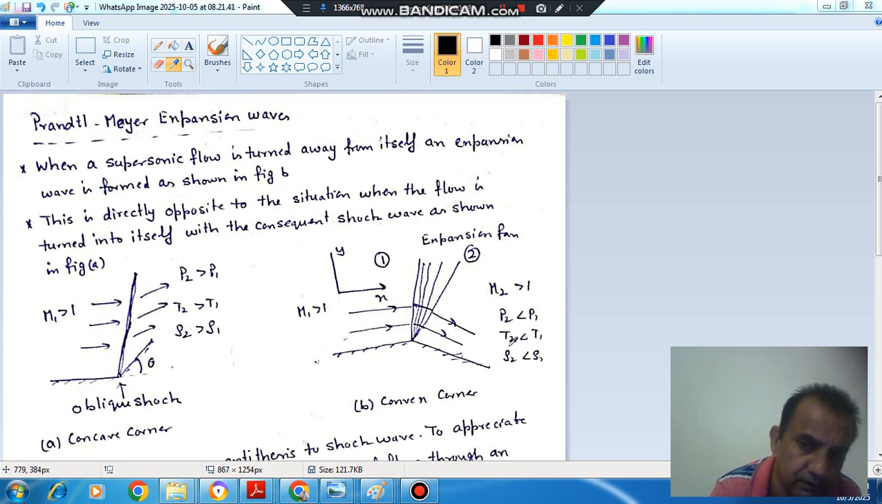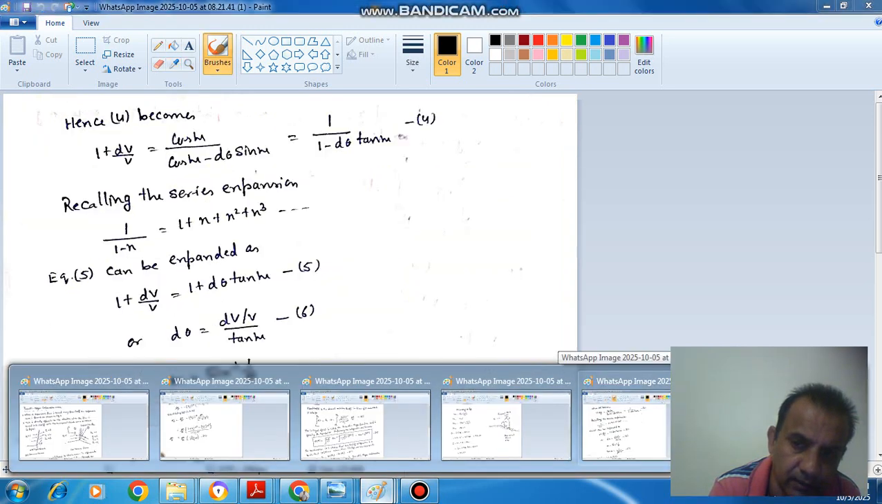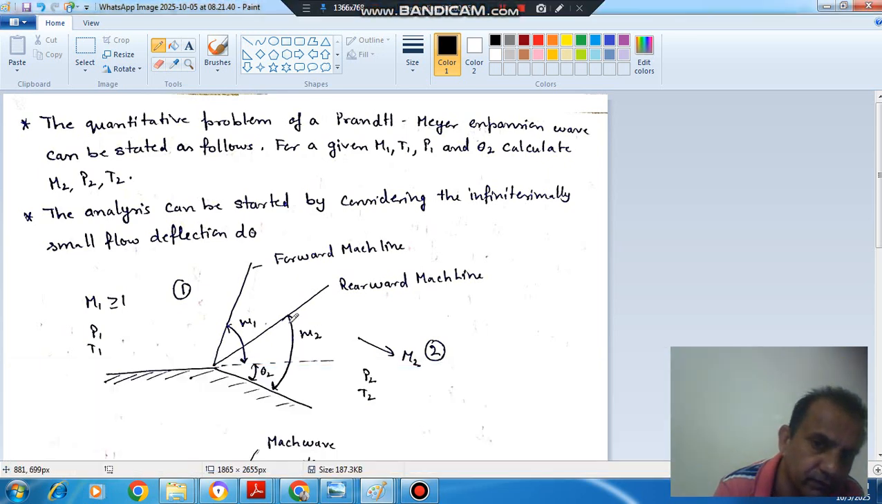Pressure decreases, temperature decreases, density decreases, and we also studied that the expansion fan consists of an infinite number of waves or lines. So this is your forward Mach line, and this is your rearward Mach line, and this is your forward Mach angle, and this is your rearward Mach angle. And we also studied that the expansion through the expansion fan is isentropic, and pressure P2 and temperature T2 are less than pressure P1 and T1.